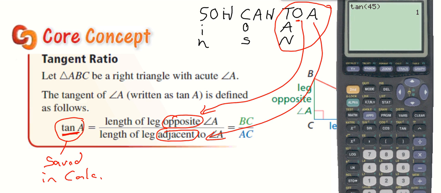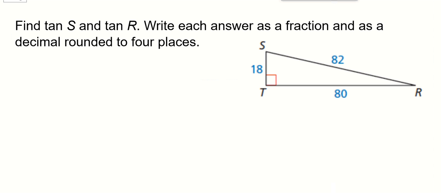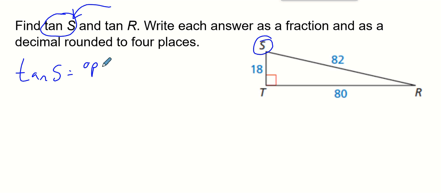Okay, so let's look at how we're going to use tangents to solve some problems. In this first example, we want to find the tangent of S. Notice that these tangent ratios are dependent upon the angle we're talking about. So for our angle S, the tangent of S is equal to our opposite side over our adjacent side. I'll use those abbreviations, sometimes as simple as O and A.